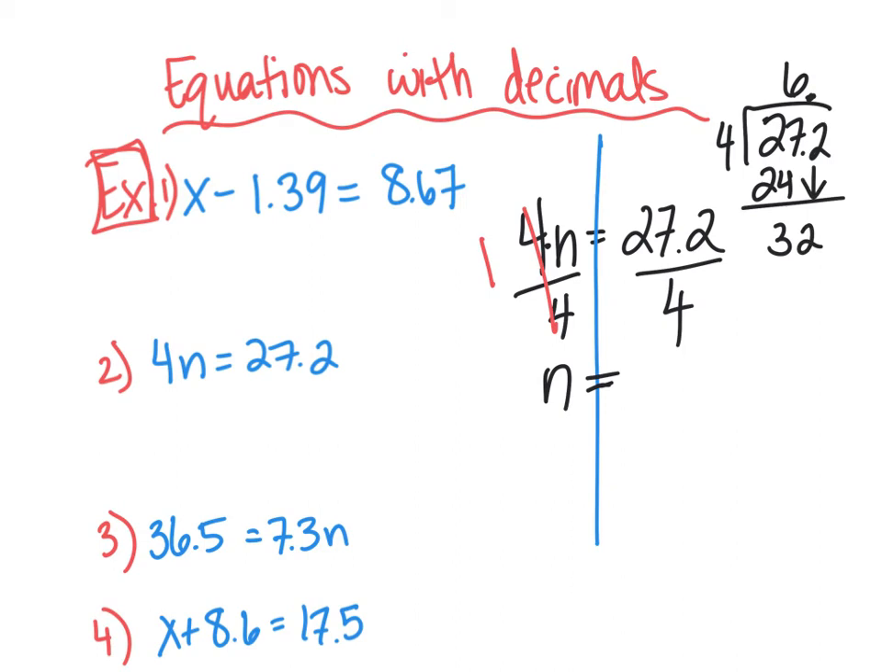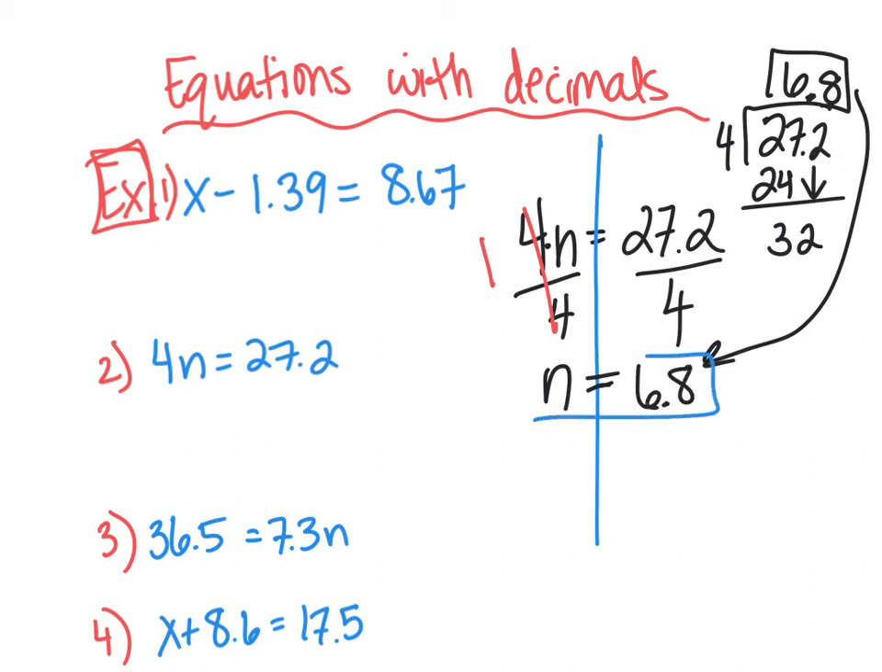So 4 goes into 32, 8 times, and so my answer is 6.8. So again, that's going to be brought down here, 6.8. Okay, so n is equal to 6.8. I can always, again, check my answer.